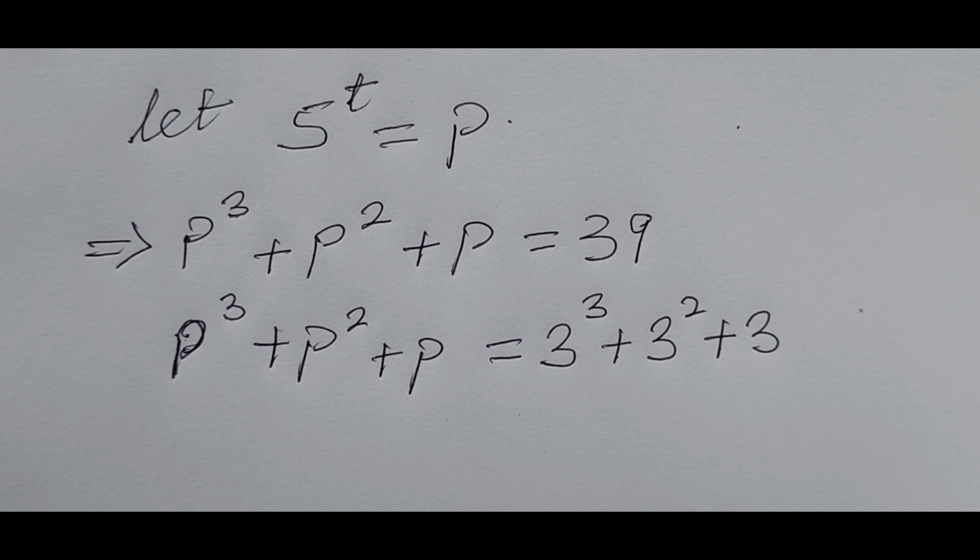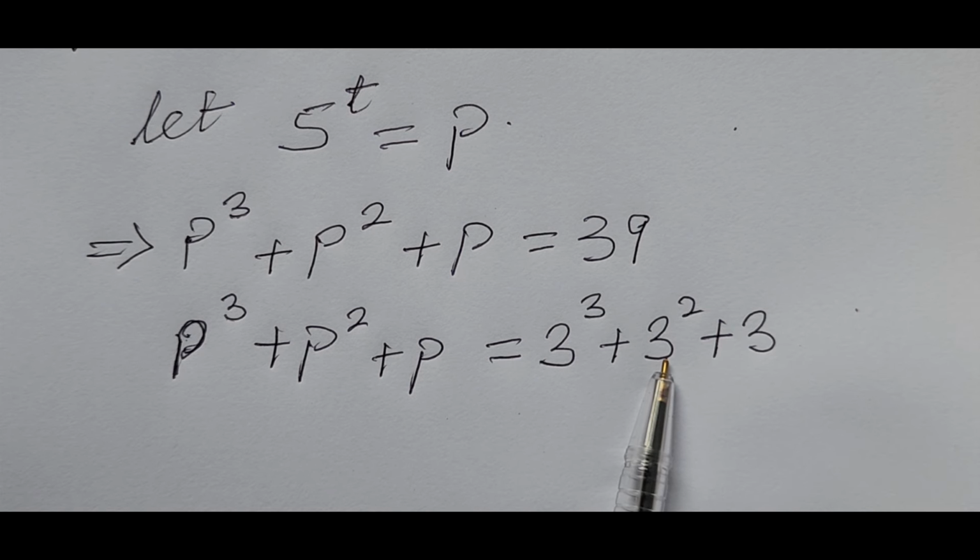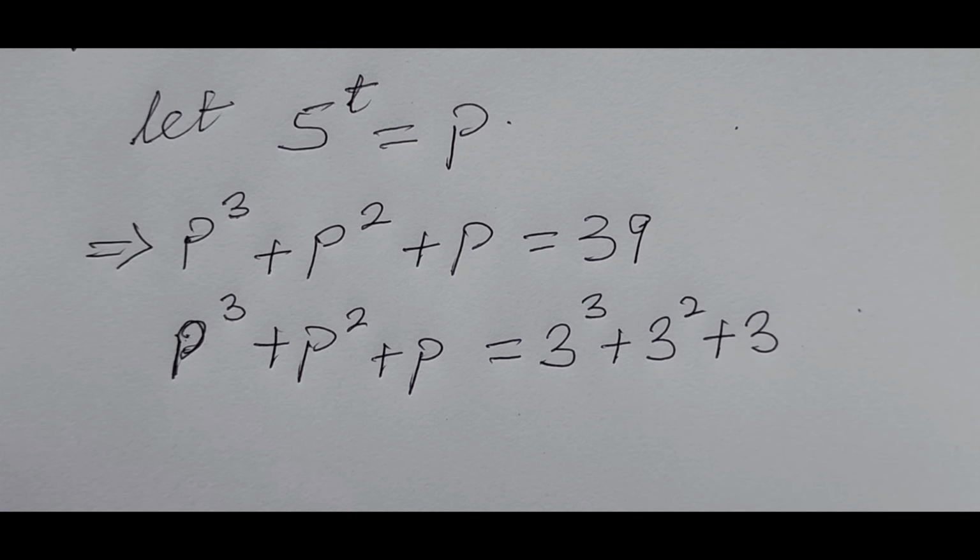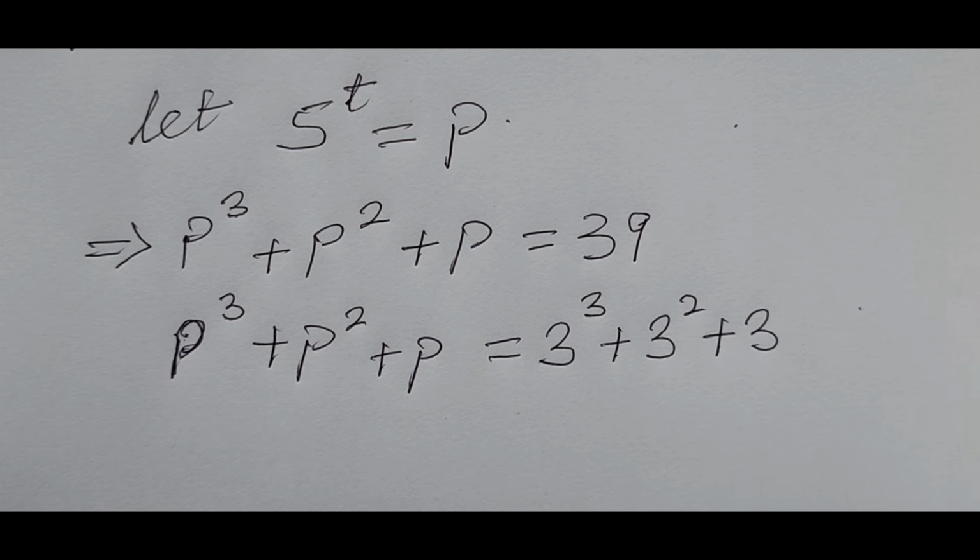3 to the power of 3 gives us 27. Then 3 to the power of 2 gives us 9. So 27 plus 9 gives us 36. Then 3 plus 36 gives us our 39. So thank God we are on point.